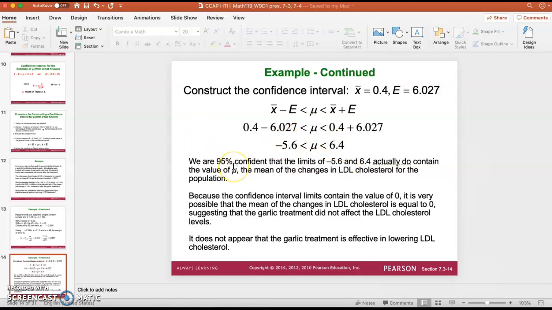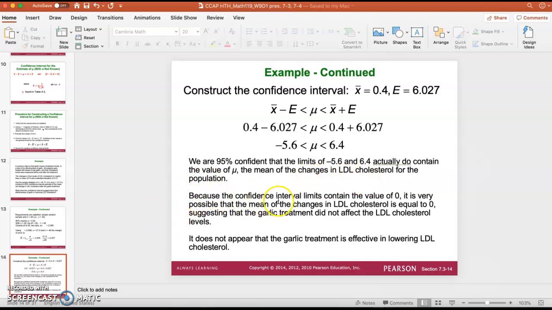Now when we interpret that, this conceptual interpretation is very much the same as it was for proportions, just now it's for a mean instead. So we are 95% confident that the limits of negative 5.6 and 6.4 actually do contain the value of mu, the mean of the changes in LDL cholesterol for the population.